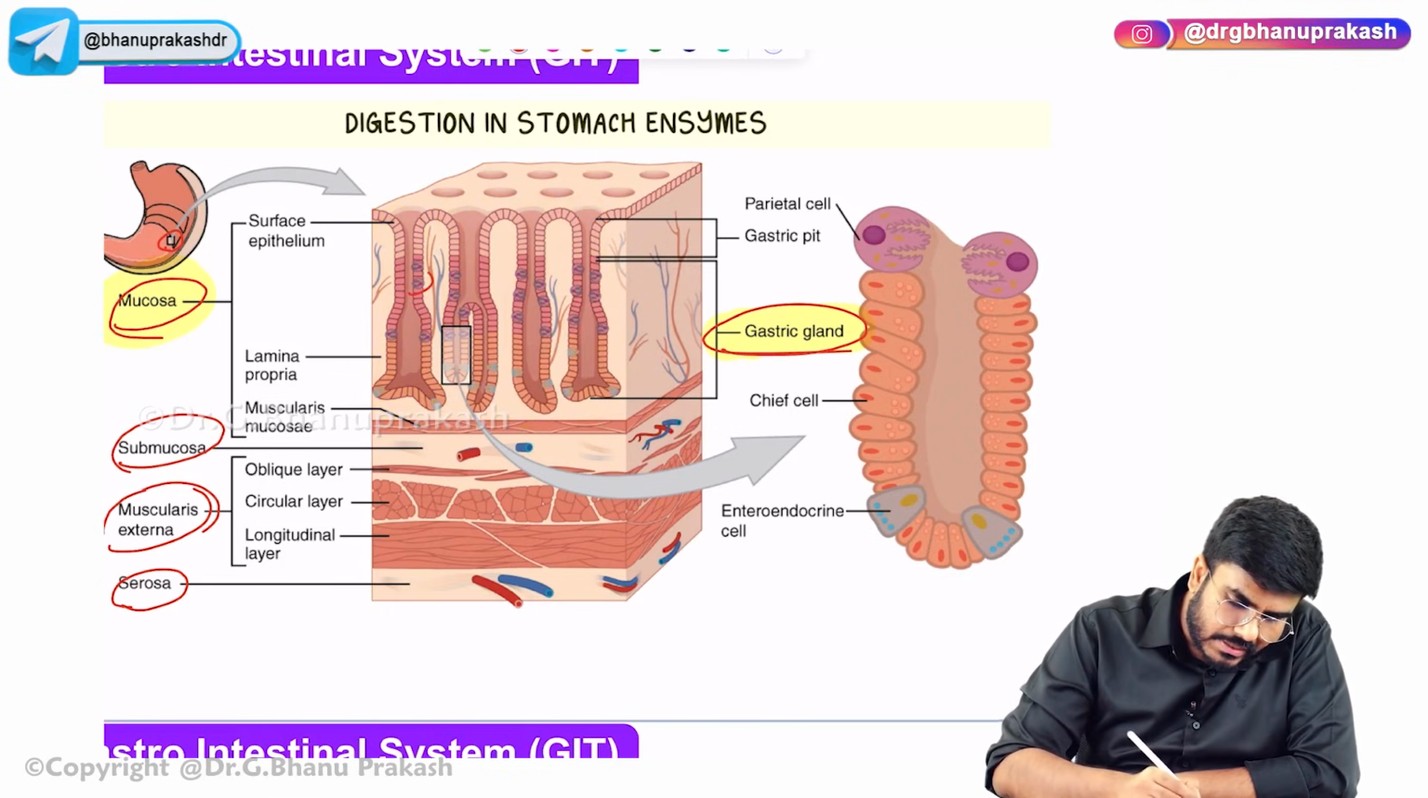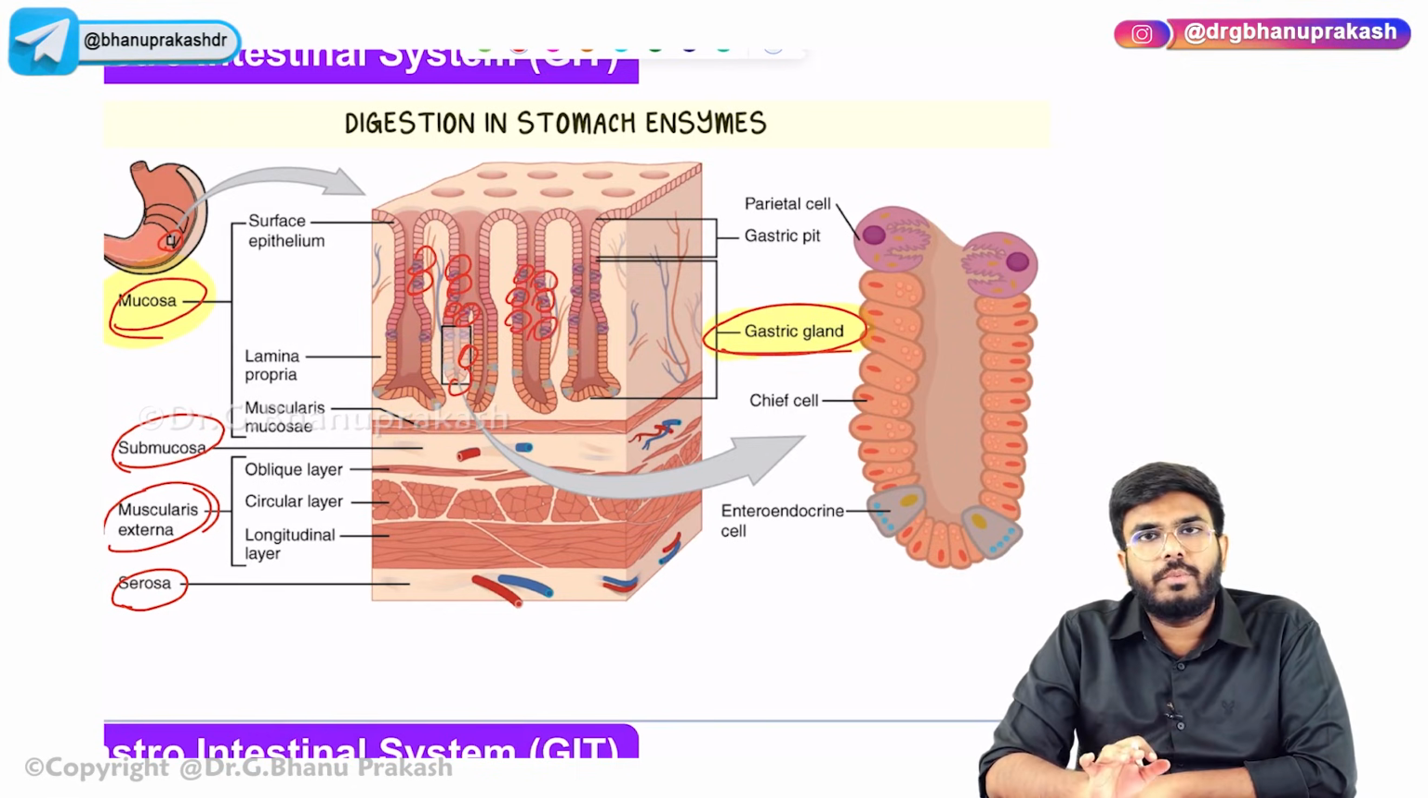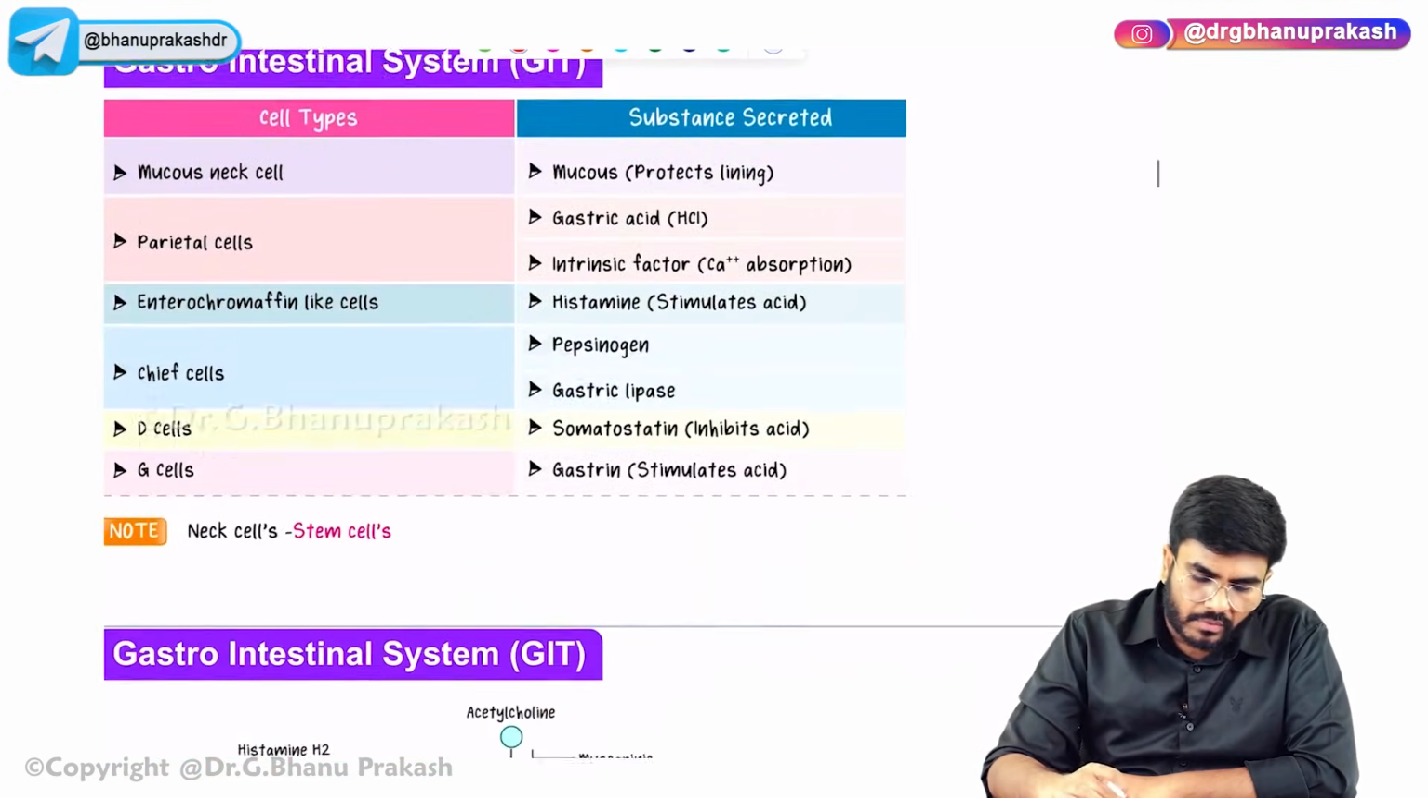There are multiple different colored cells present. Each cell is going to produce a different type of secretion, and they are important for your exam.